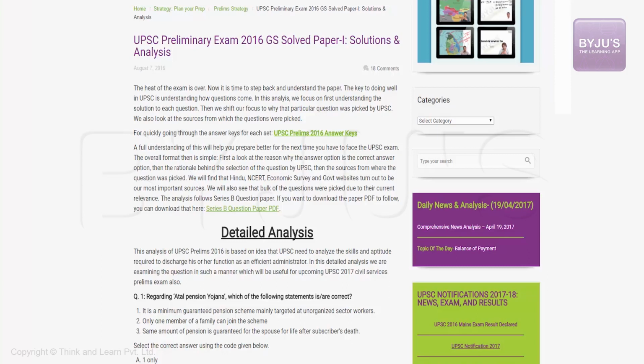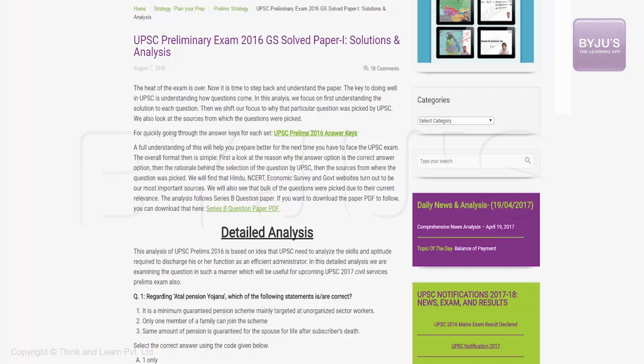Now, assume you don't know anything about Atal Pension Yojana and you have to make an educated guess. You might be able to say that only one member of a family getting the scheme does not sound right. It does not sound very right. Government of India would not allow a scheme like that. So you would say 2 is not correct. So you can eliminate 2. Then look at the options. Is there any option without 2? We have 2 options without 2: option A, 1 only, and option C, 1 and 3 only.